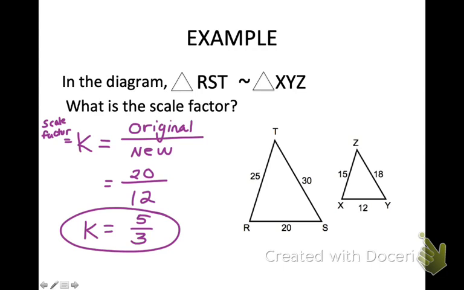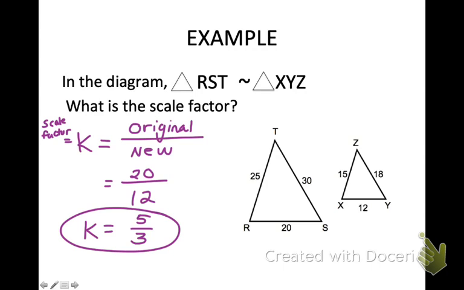Yes? Do you have to do it just for one, or do you have to? Well, they would be the same. If you did 30 over 18, then I could take out, it would still go down to 5, so I could take out 6, so 5 over 3. So it doesn't matter which sides you use. Just make sure you use corresponding sides.